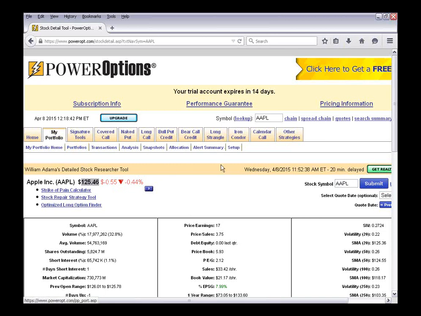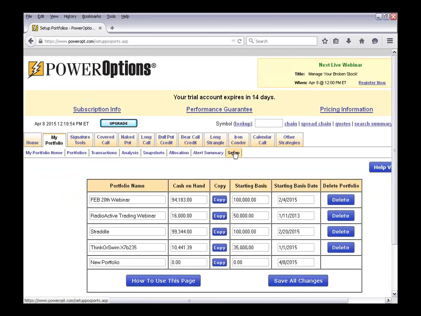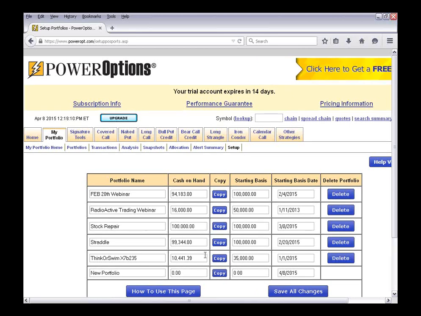Okay, well, let's use some examples of this position. I'm going to go into the Power Options portfolio tool, and we're just going to create a brand new portfolio from scratch. And we're going to go ahead and call this our stock repair portfolio. And let's start off with about $100,000 cash on hand as a test portfolio. Copy that over. I'm going to set the date back one month. All right, so let's go ahead and save that, and I want to go into the portfolio.